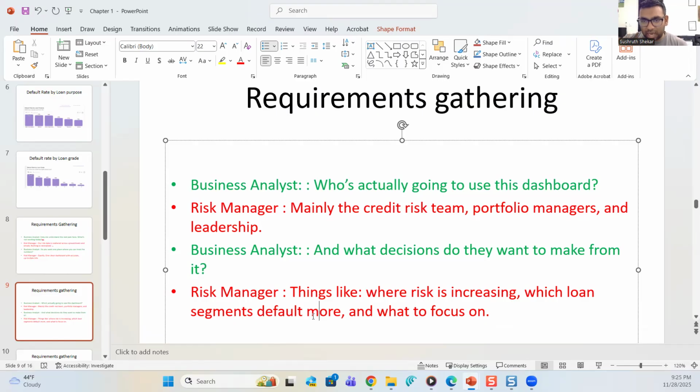What decisions are going to be taken? Or what are you going to do with it? You're asking all those questions. Why do you need something? And what do you need it for? So those two questions a BA must ask. So that's being asked in here.